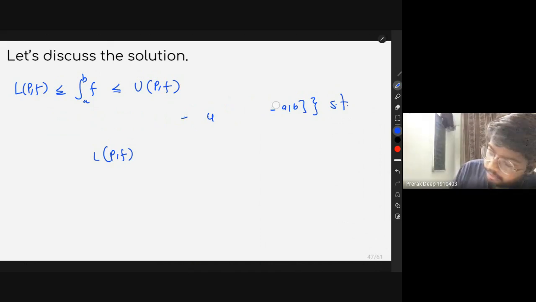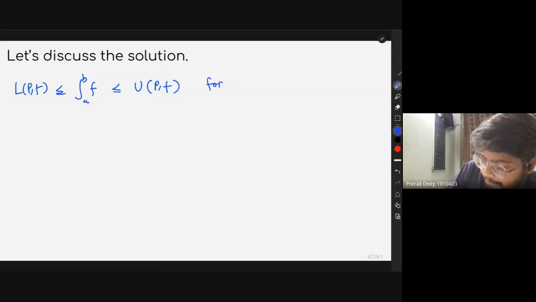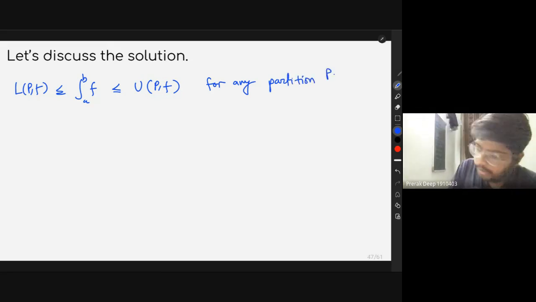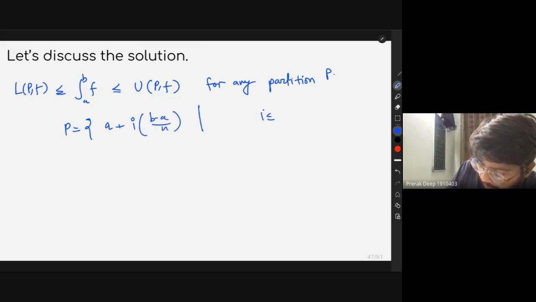We don't even need to go to the existence of epsilon. We can just say that this is true for any partition, correct? This is true for any partition P. So let's fix one partition of [a,b], with x_i equal to a plus i times (b minus a) by n, where i is varying from 0 to n, correct? Yes.